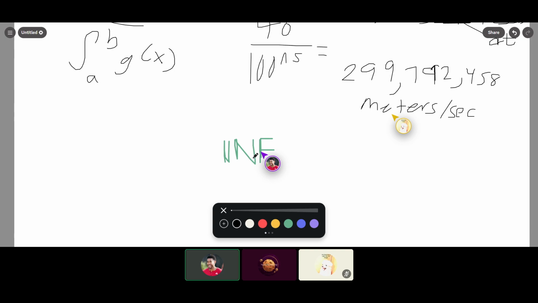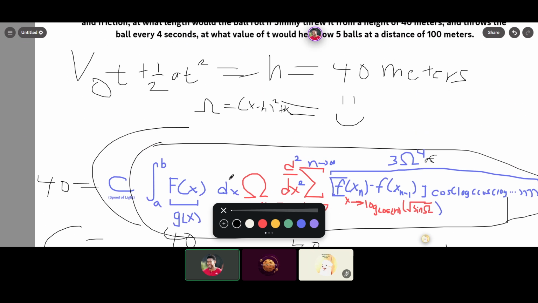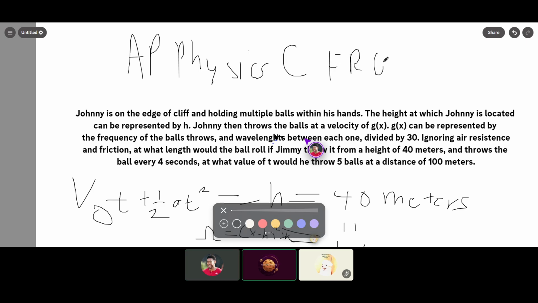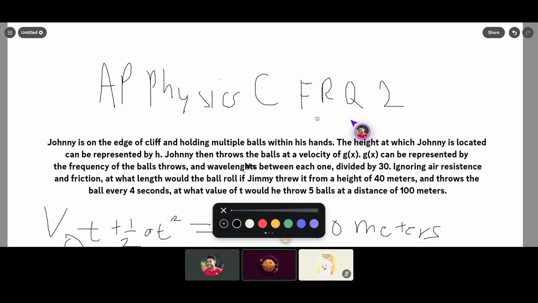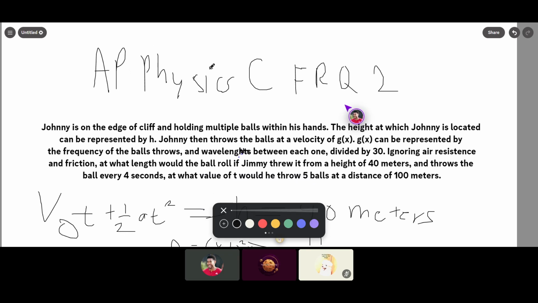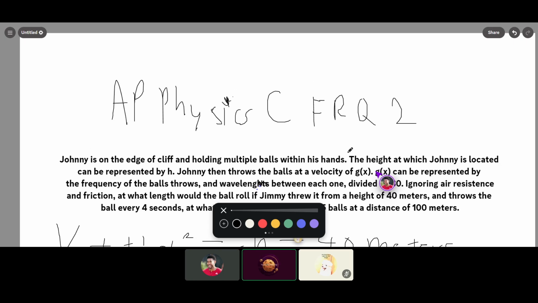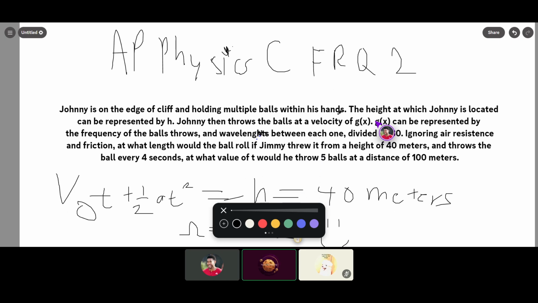And that's how you solve how many balls Jimmy can throw at 100 meters, guys. This would be an AP Physics C FRQ number 2. We already posted FRQ 1 on our channel, so please look for that. This is definitely going to appear in the AP Physics C exam. And yeah, make sure to expect a problem just like this.